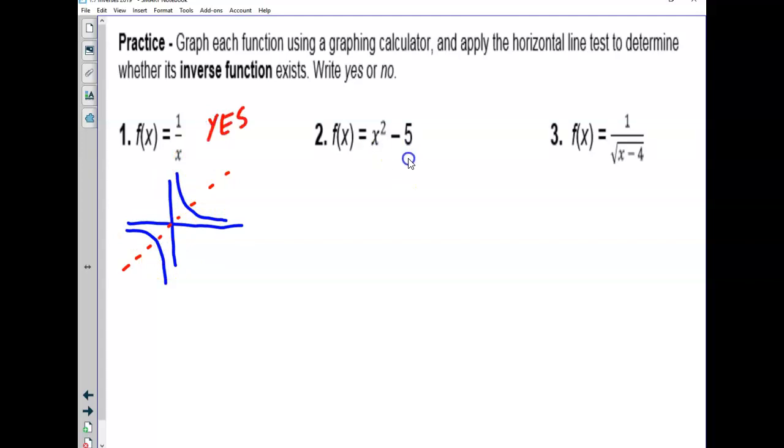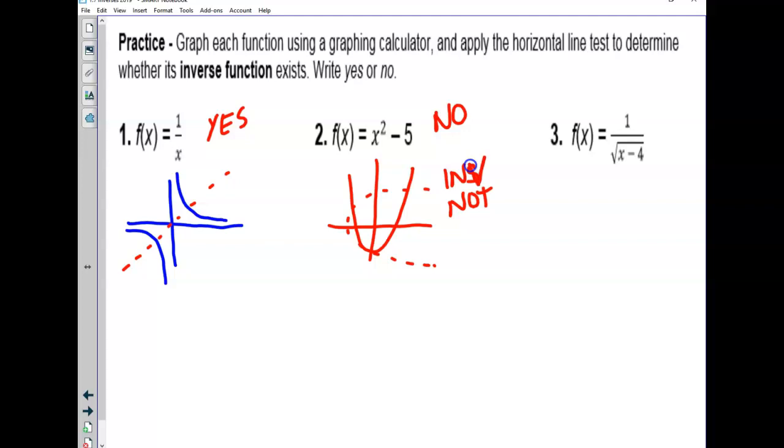Picture this one in your head. I don't think you need to graph it on your calculator. You sure can, but will this have an inverse function that exists? It's a function, but does it pass the horizontal line test? It would have an inverse. It would look like this, but the inverse is not a function. Okay, what about this next one?